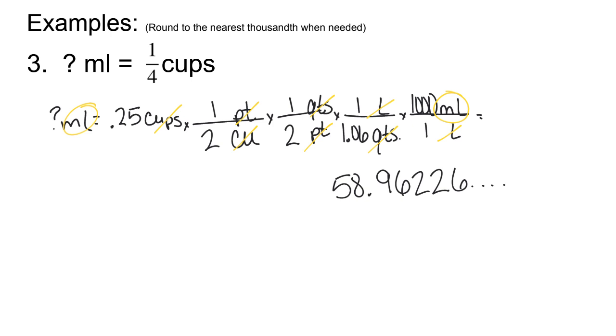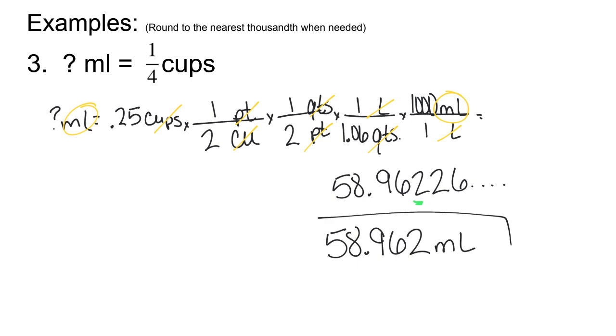We're rounding to the nearest thousandth, which is this place value. After that 2 is another 2, which means my 2's staying put. It's not rounding up. So 58.962 milliliters. 1/4 of a cup, or 0.25 cups, is about 59 milliliters.